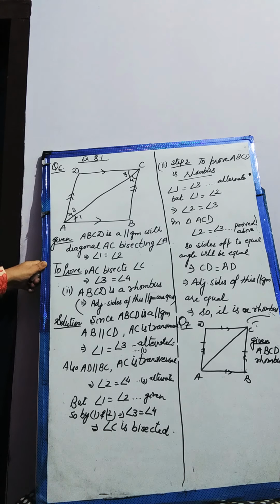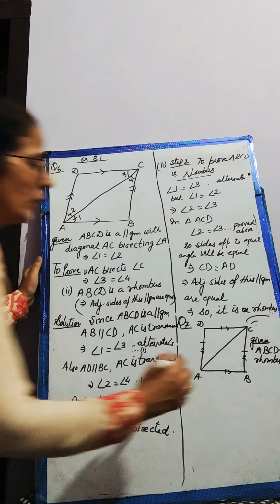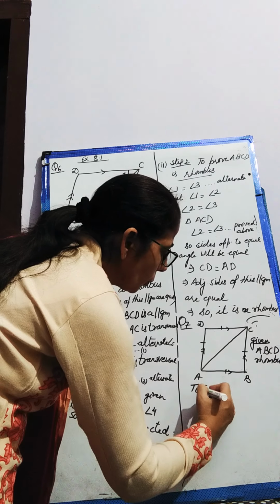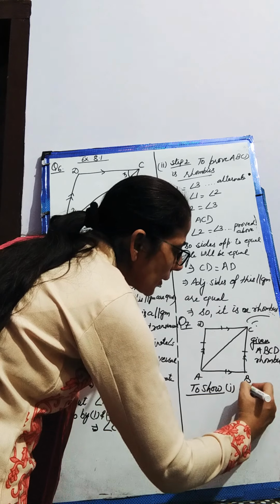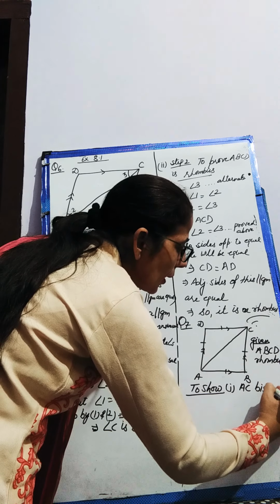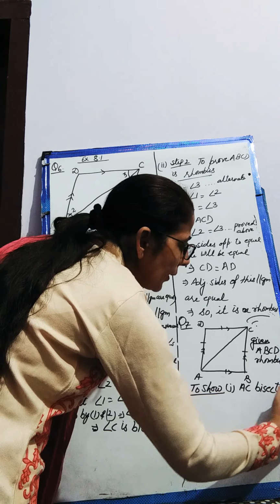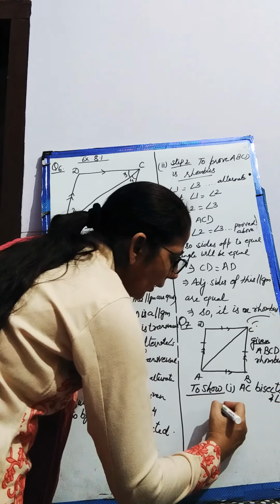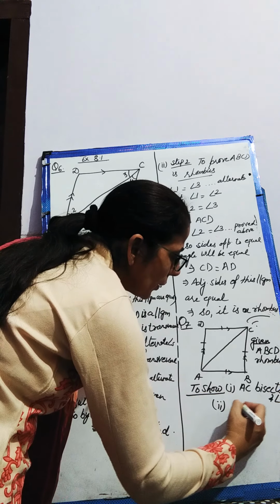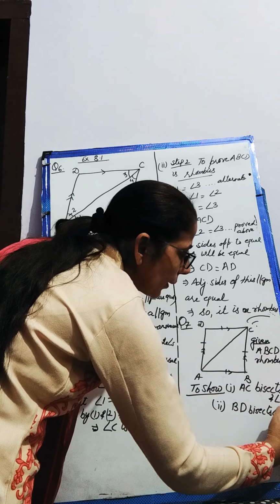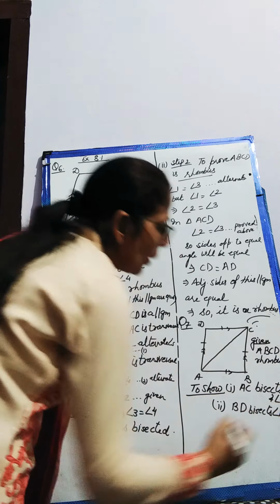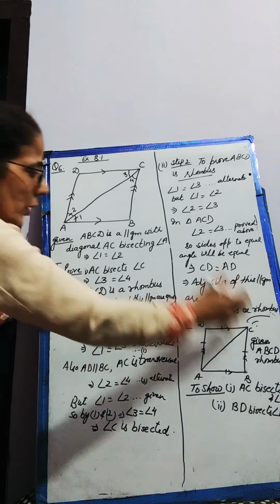And what else is given here? Show that diagonal AC bisects angle A as well as angle C. We have to show: first thing, AC bisects angle A and angle C, and second thing, BD bisects angle B and angle D. It is a very simple question, just the reverse of this.